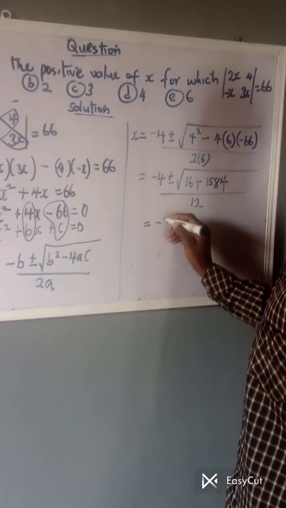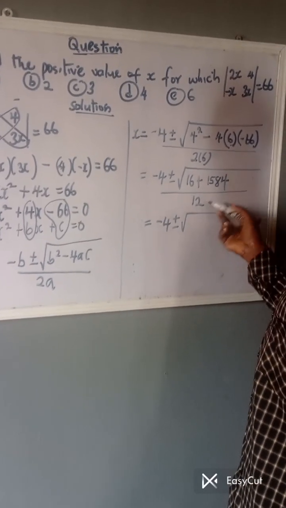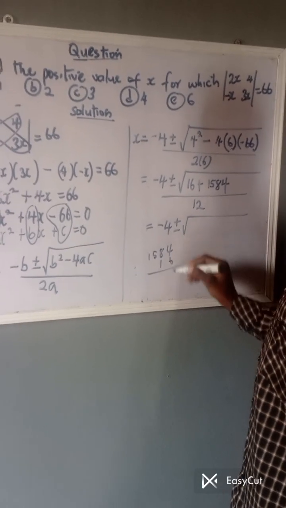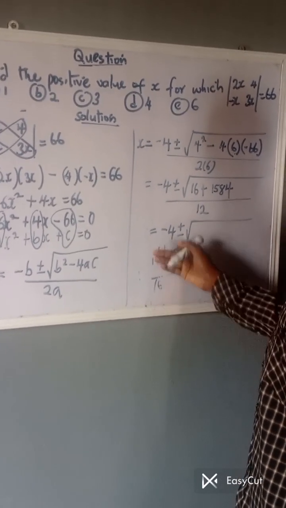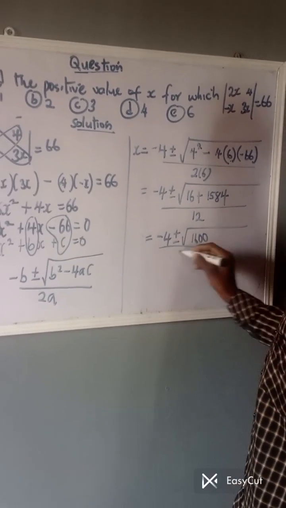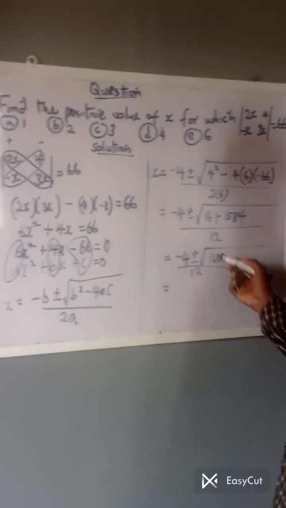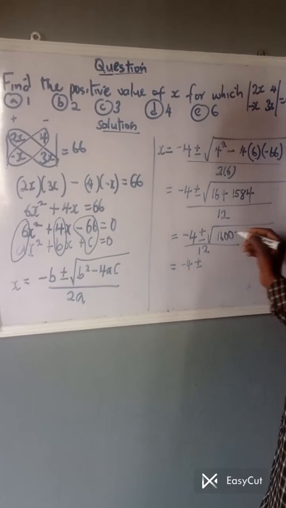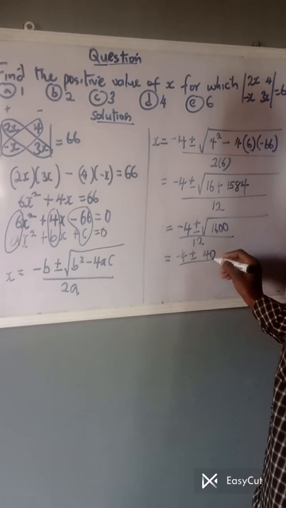It's going to be equal to minus 4 plus or minus the square root of 1584 plus 16. 6 plus 4 is 10, 8 plus 1, 9 plus 1, that's 10, so that's 1600. So this takes us to 1600, everything all over 12. Before we split, we can find the square root. That's minus 4 plus or minus the square root of 1600. Square root of 16 is 4, and of course that's 40, all over 12.